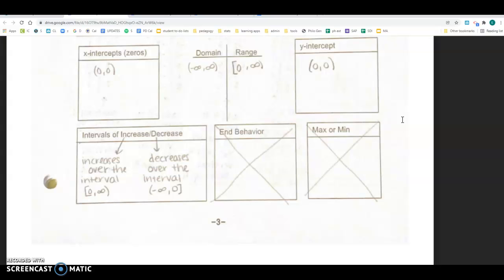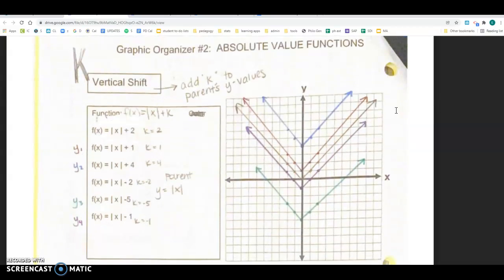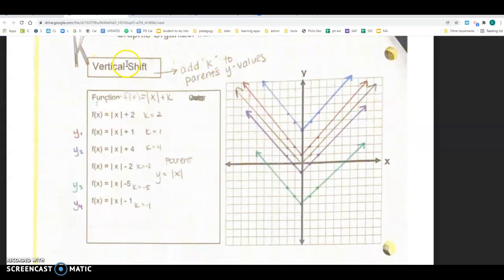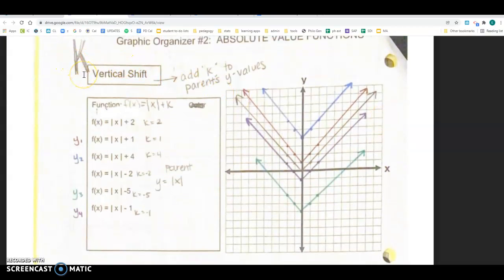We're going to focus in on this letter A, focus in on this letter H, and focus in on this letter K. So I'm going to show you my page 4. At the top that says vertical shift, and I want you to add the letter K up there so that you understand that every time you see K, it's going to be outside the absolute value, and it's going to add K. We're going to shift up or down, so we're either adding a positive K or a negative K.